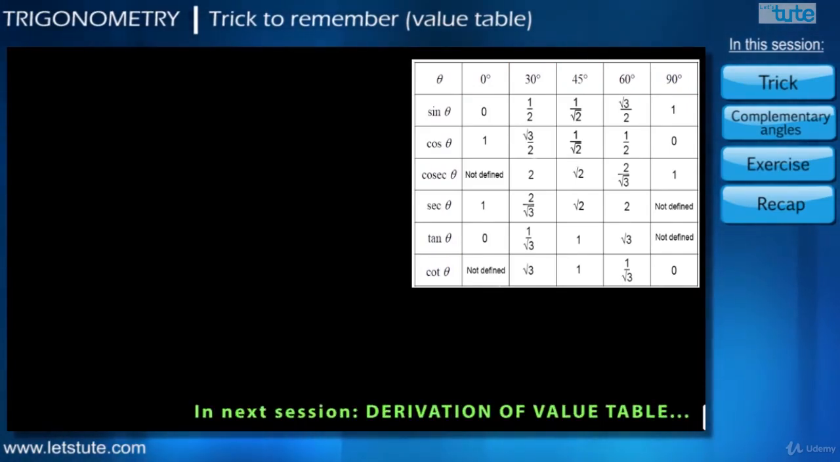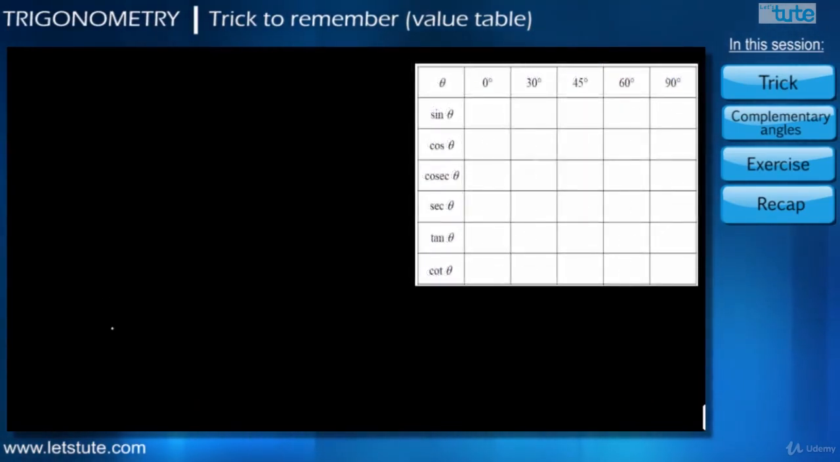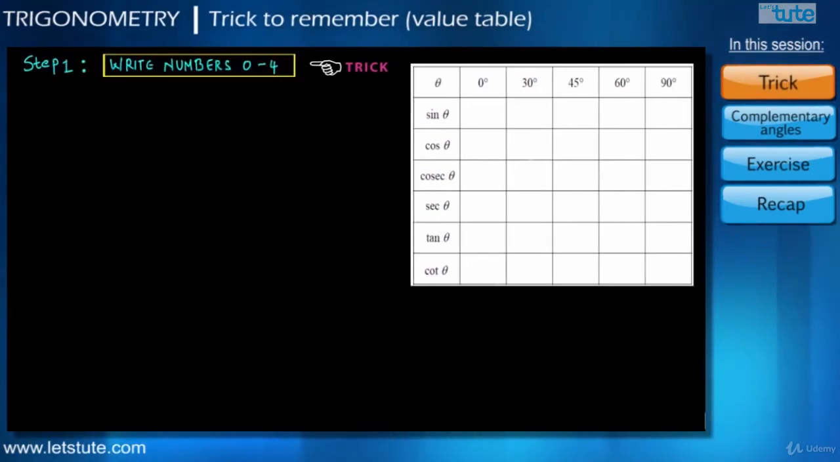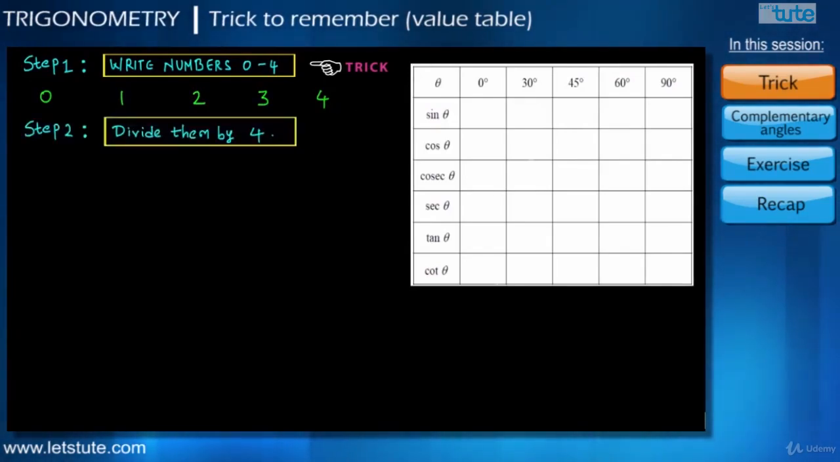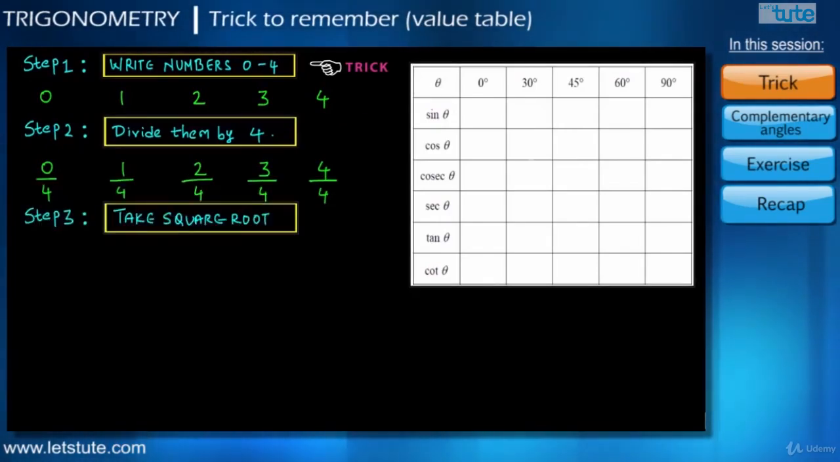And in the next session we will also attempt to learn the derivation of this value table. So let me keep this table blank because I am going to show you the way to fill these blank spaces. So let's understand the trick step by step. First, write down numbers from 0 to 4, that is 0, 1, 2, 3, 4. In the second step, we divide each of these numbers by 4. In step 3, we take the square root.